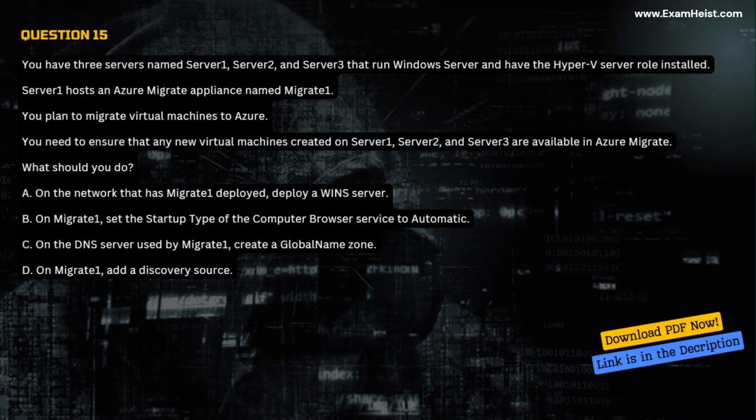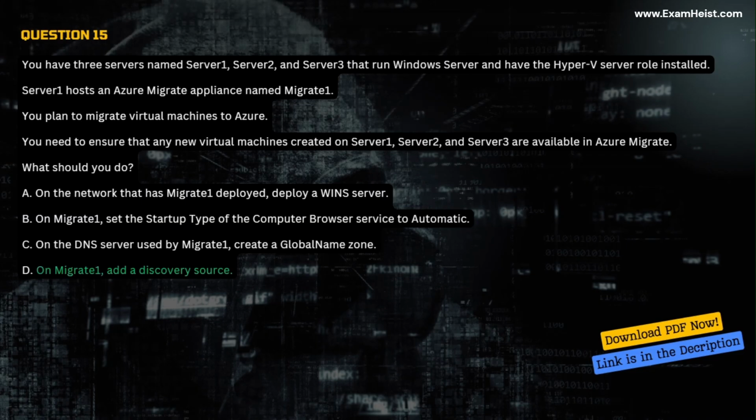A. On the network that has Migrate 1 deployed, deploy a Win server. B. On Migrate 1, set the startup type of the computer browser service to automatic. C. On the DNS server used by Migrate 1, create a global name zone. D. On Migrate 1, add a discovery source. Correct answer D.